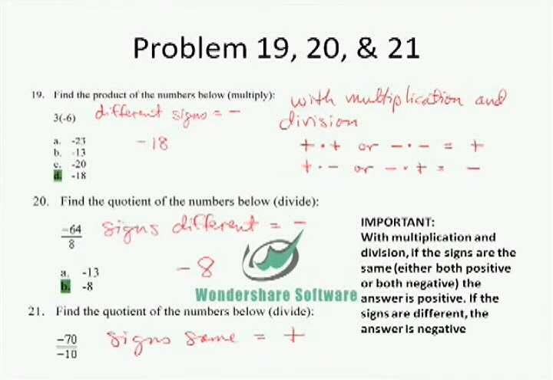In number 21, 70 divided by 10 is 7. That's the answer. Okay? But the signs are the same. It's a negative 70 and a negative 10. So then the answer would be positive 7.